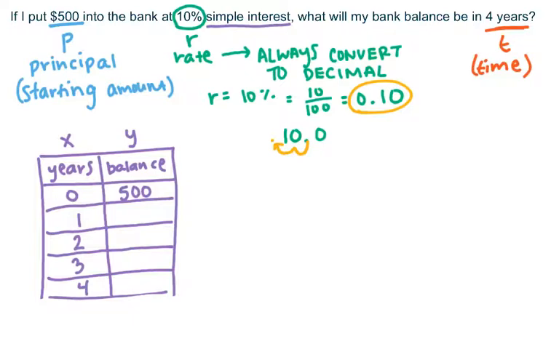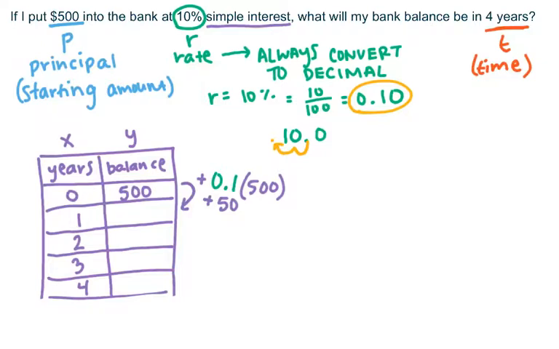What I'm going to do is to determine how much I need to add. I am going to add my rate times my principal every single time. So I'm adding 10% of 500. In order to get 10% of 500, I multiply 0.1 times 500, and that will be $50. So every single year, I am earning $50 in my bank. This is simple interest, so I'm adding that every single year.